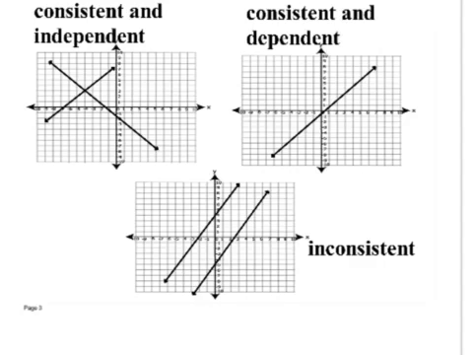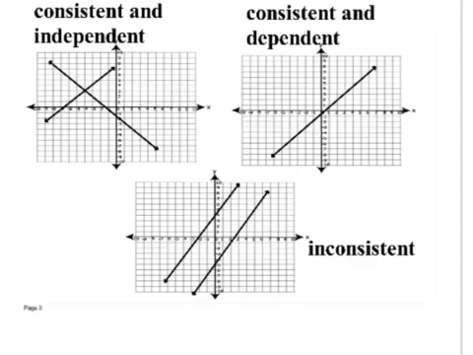It's independent if it only has one solution. So this first graph where they cross at one point, it's consistent because it has at least one solution. It's independent because it only has one solution. When they just cross paths like this, this one's perpendicular, but it doesn't have to be. It's consistent and independent.